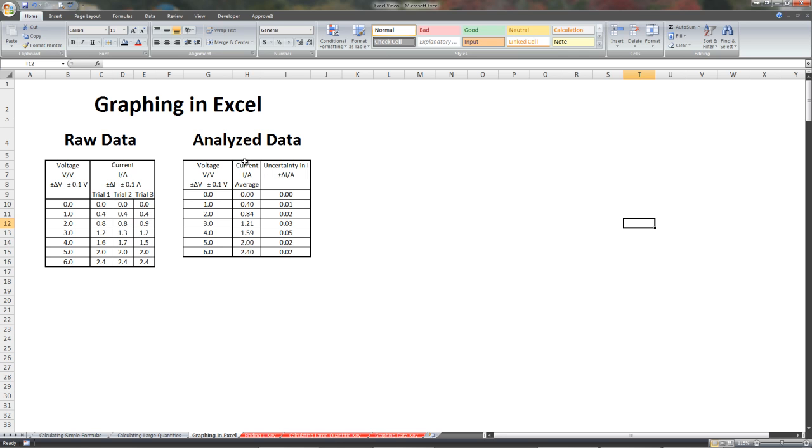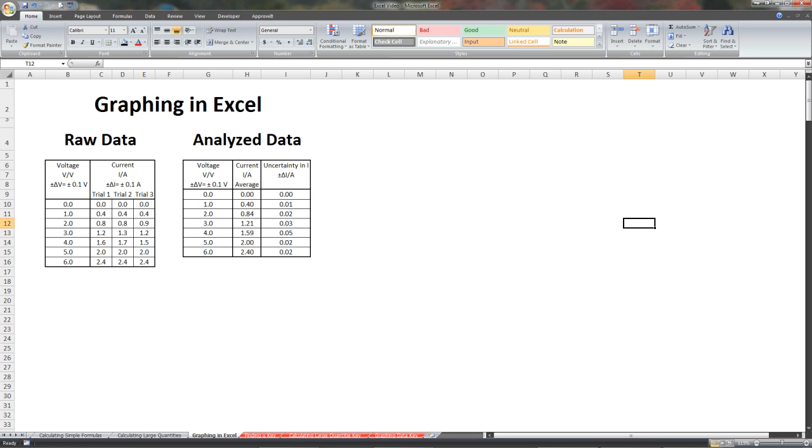So I have the voltage to a degree of uncertainty of plus or minus 0.1 volts. And then I have the average current, and here are the averages of my trials. And here are their uncertainties, once again following the stuff that we learned in the past two videos. So now what I want to do is create a graph.